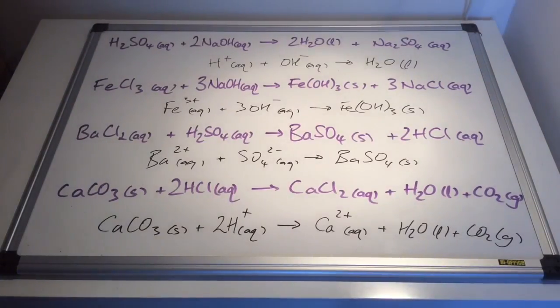And there's the final one. We've got solid calcium carbonate reacting with 2 aqueous H plus ions from the HCl, and that's producing an aqueous calcium 2 plus ion, a water molecule, and carbon dioxide gas.